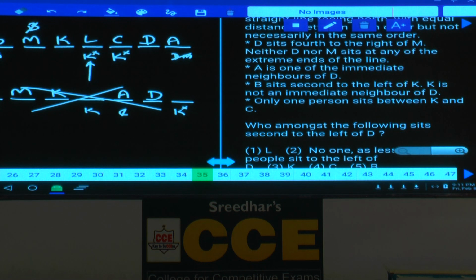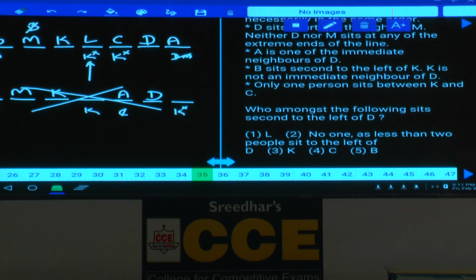Then question number 35. Who among the following sits second to the left of D? Sits second to the left of D, tell me who is this person? L. L, that is choice 1.